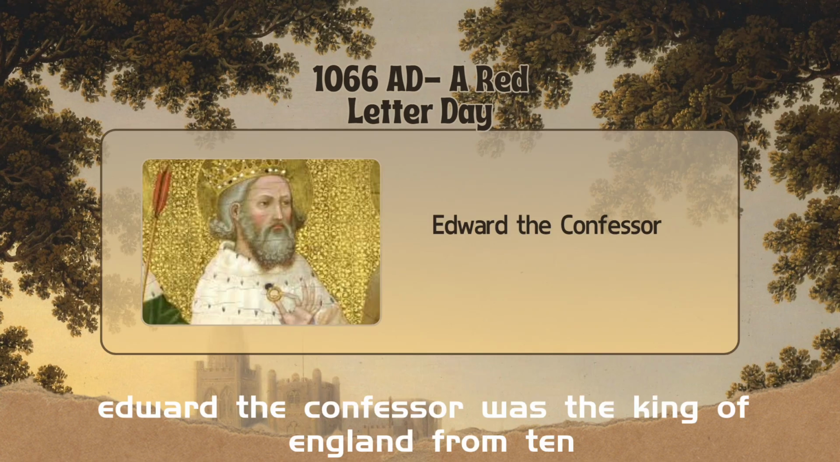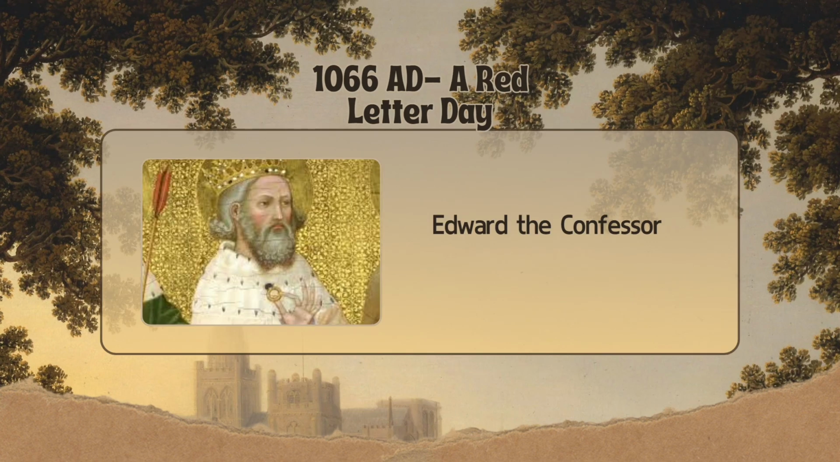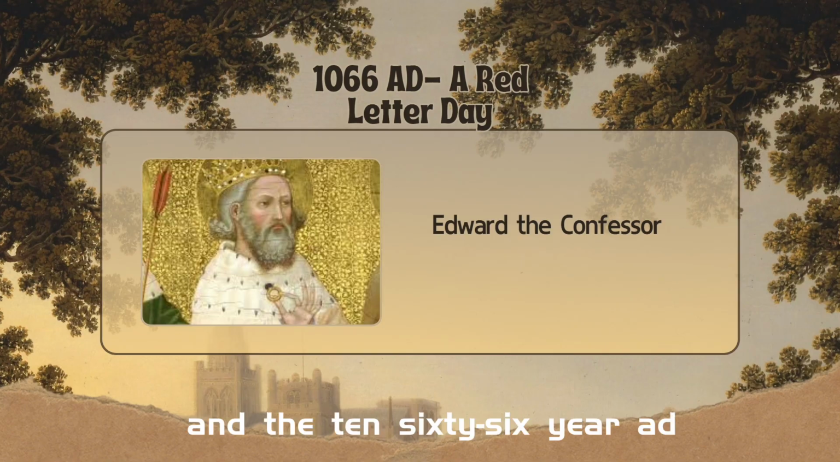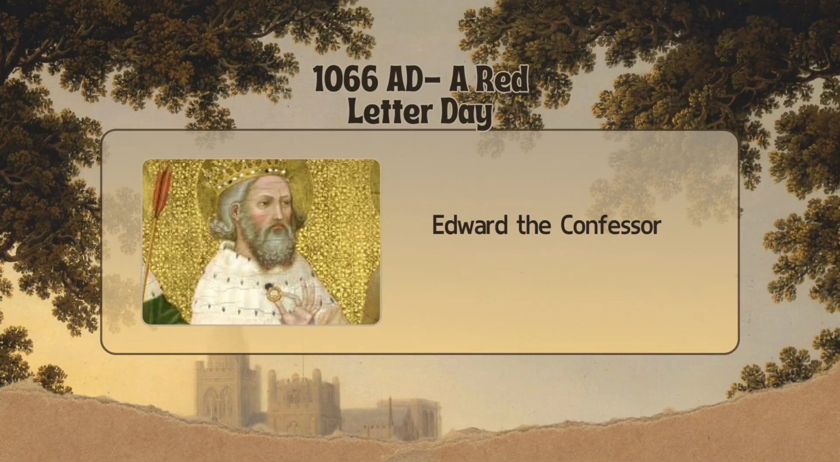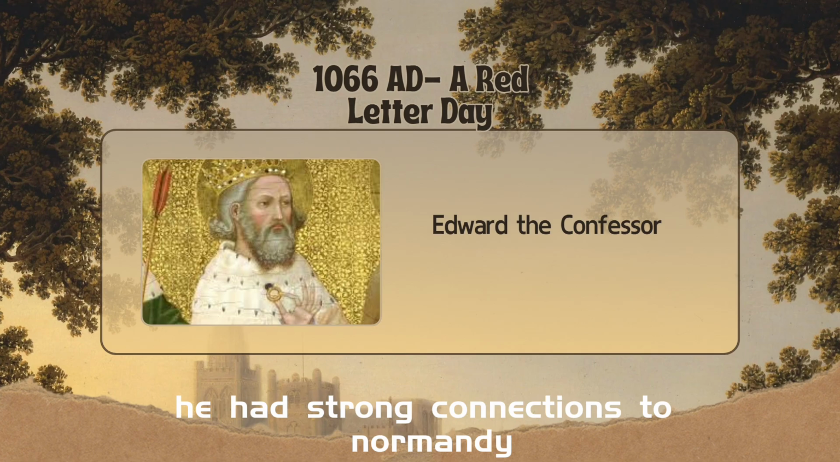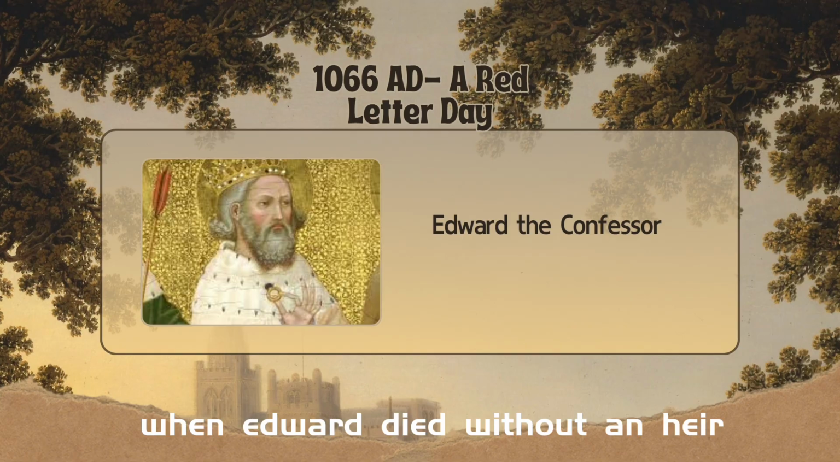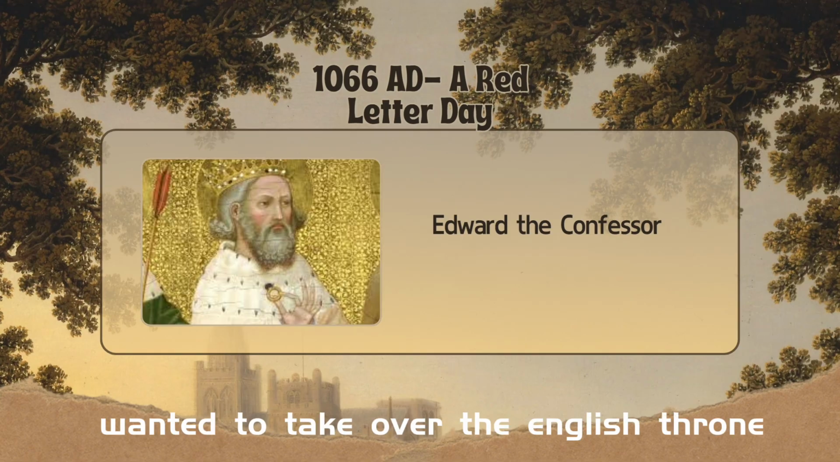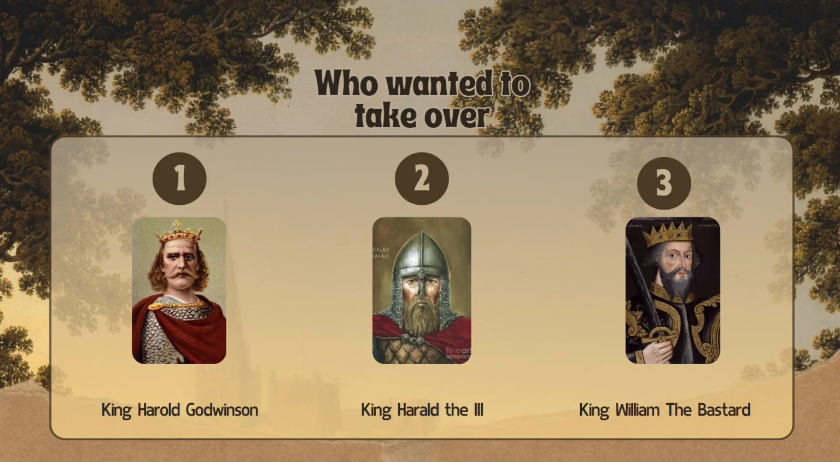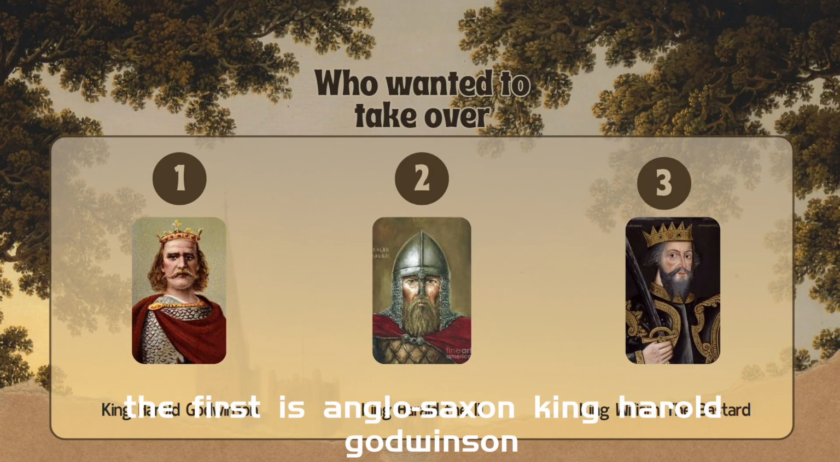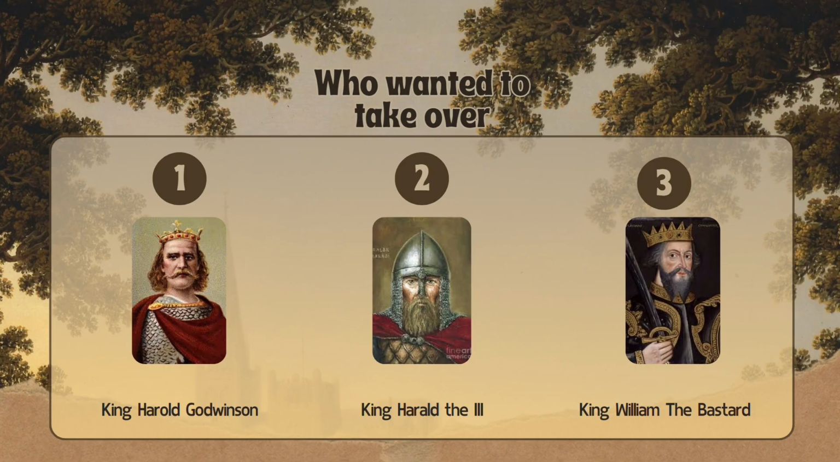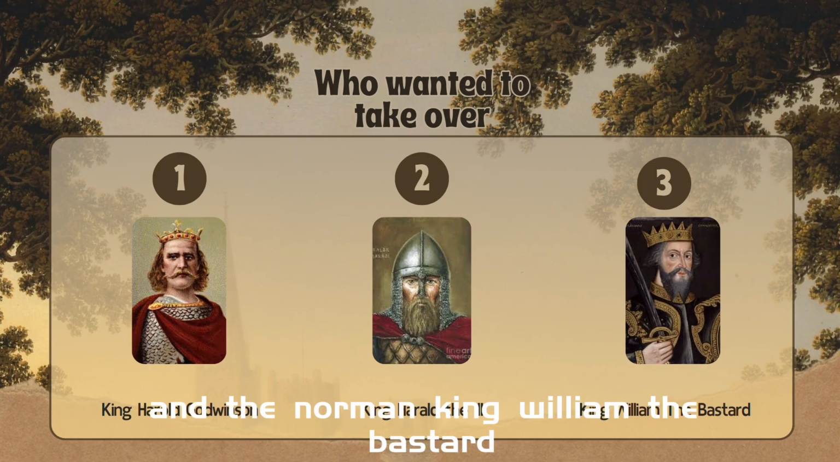Edward the Confessor was the king of England from 1042 to 1066, and the year 1066 AD was a red letter day. He had strong connections to Normandy because he spent much of his early life there. When Edward died without an heir, several powerful men wanted to take over the English throne. The first is Anglo-Saxon King Harold Godwinson, the second is the Norwegian King Harald III, and the third is Norman King William the Bastard.